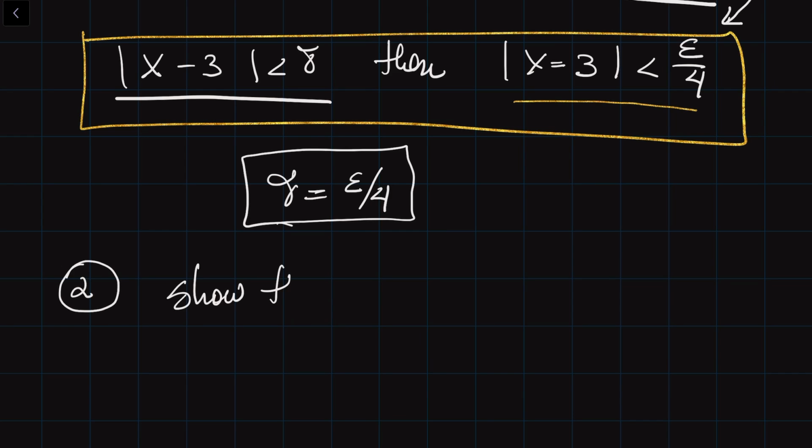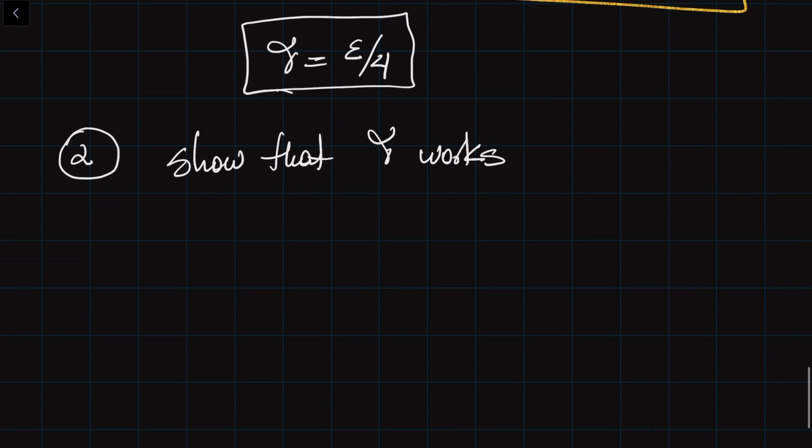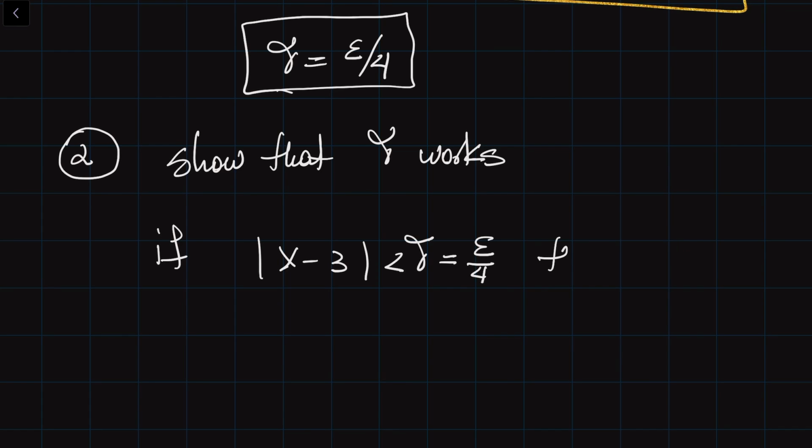And in the second step, we are going to show that this distance delta works. So in this case, what I need to do is state that if the absolute value of x minus 3 is smaller than delta, which is equal to the epsilon over 4, then the absolute value of 4x minus 5 minus 7 is going to be smaller than the epsilon.